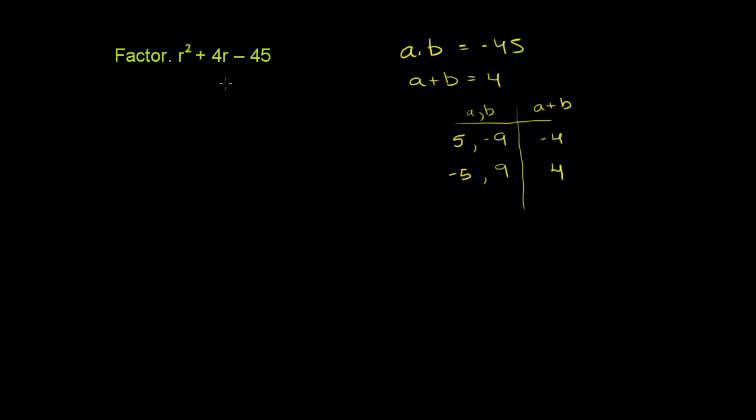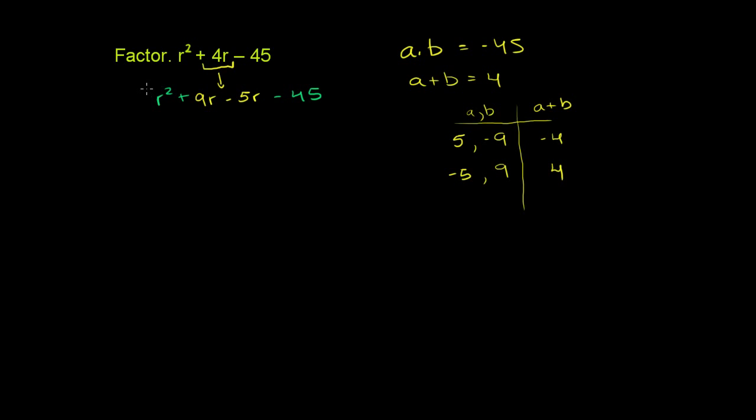So what we want to do here, now that we found the numbers whose product is equal to 1 times negative 45 and whose sum is equal to 4, is break this 4r up into 9r minus 5r. I broke that 4r into that using our two numbers. And then I could put the r squared out front, r squared, and then we have a minus 45. And now we're ready to group this and then factor by grouping.